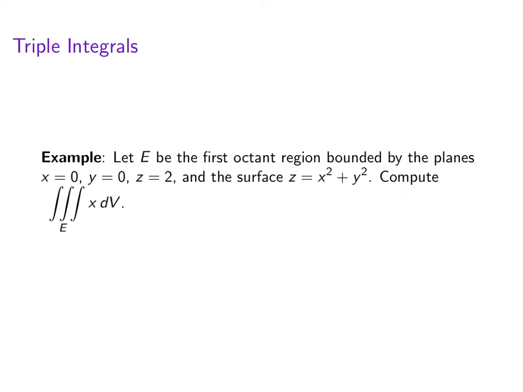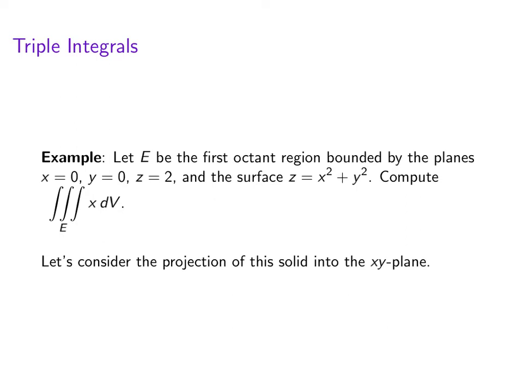Hello, calculus fans. Let E be the first octant region. It'll be bounded by the planes x equals 0, y equals 0, z equals 2, and the surface z equals x squared plus y squared. Let's go ahead and compute the triple integral over E of x.